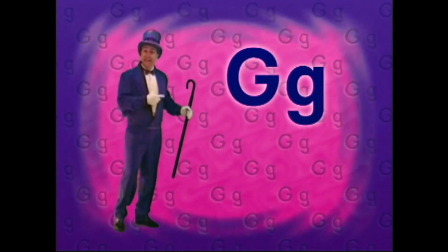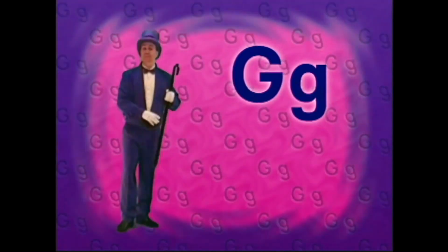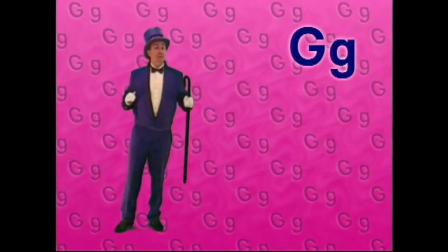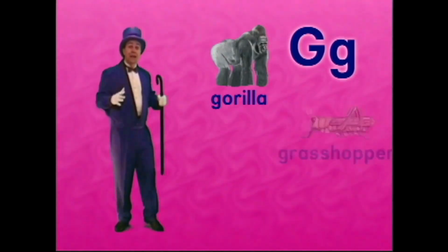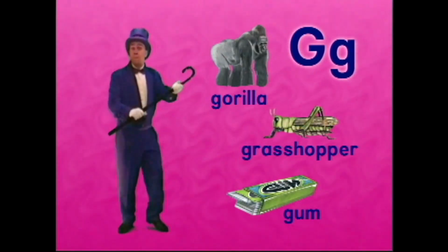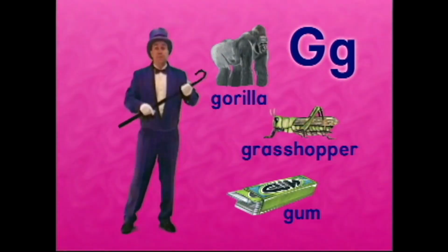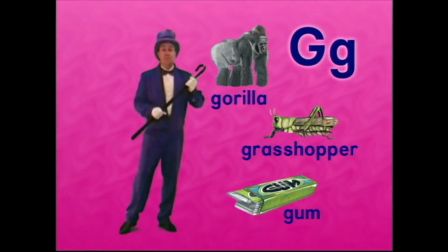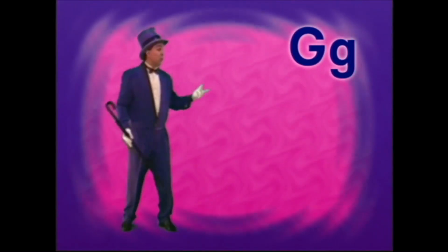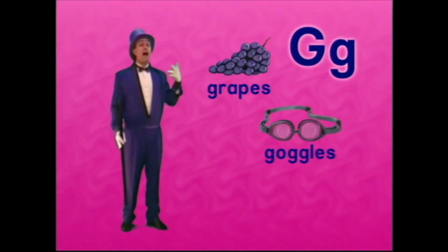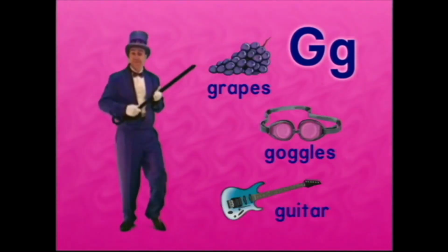Look at the capital G and the lowercase g. Sing some G words, then we'll hum. Gorilla, grasshopper, and some gum. These are G words, that's what they are. Grapes, goggles, and guitar.